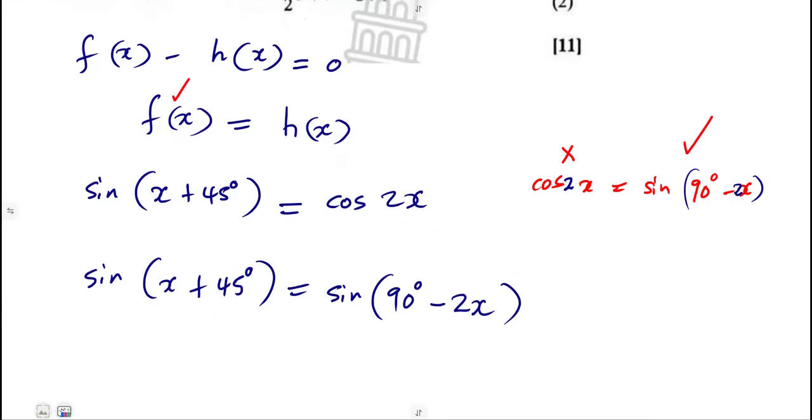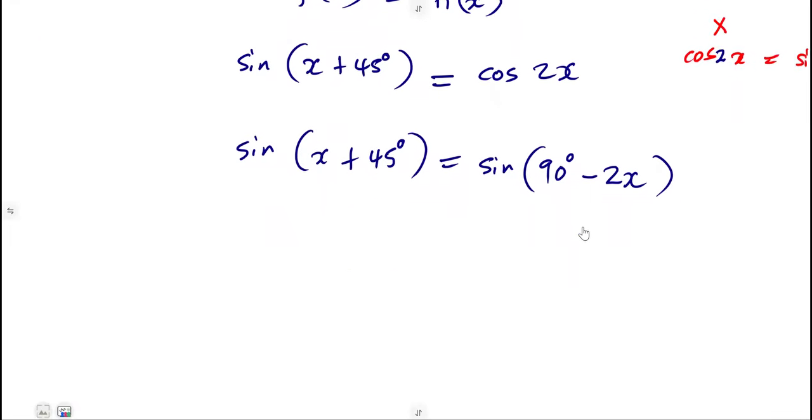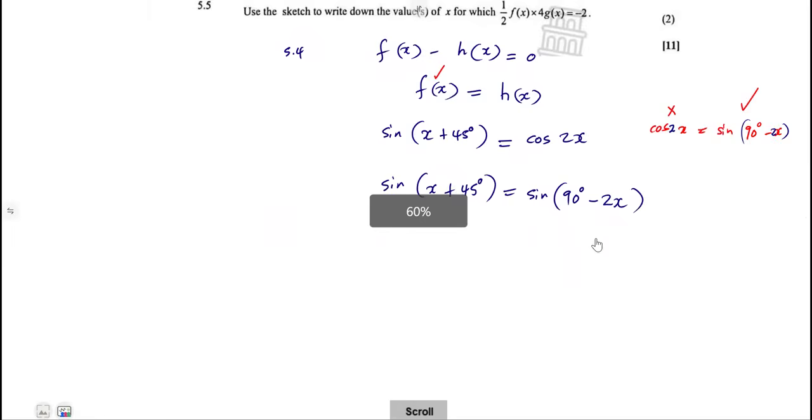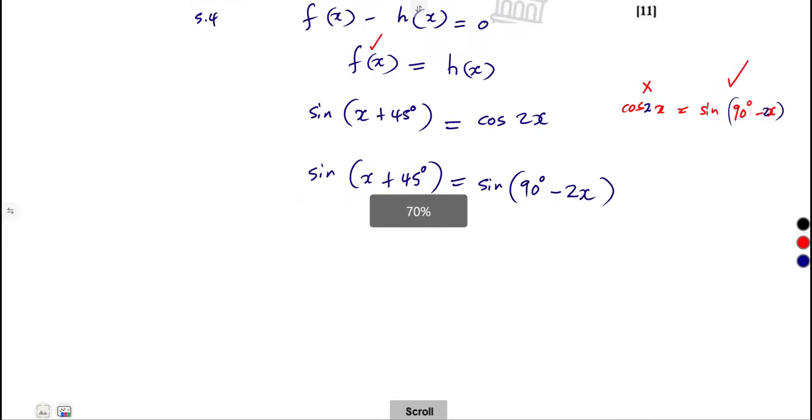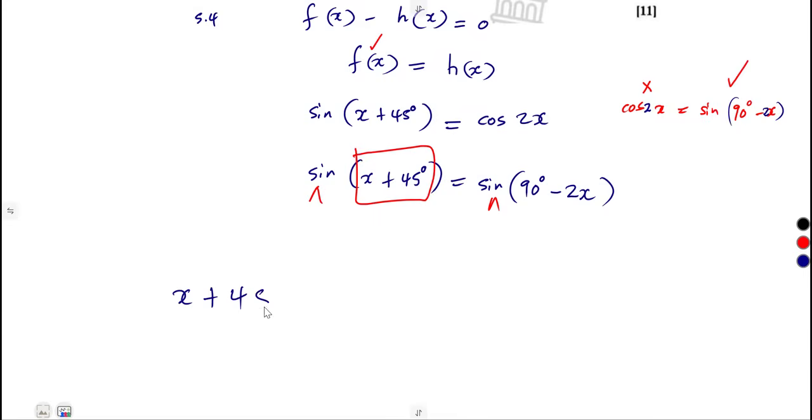So if these two are equal, we can equate them, a sine to a sine. So it simply follows that this part, x plus 45 degrees, is exactly equal to this part also, because it is under a sine, which is 90 degrees minus 2x. But remember, with a sine there are also other solutions which can be obtained. That's where you consider the general solution for a sine.